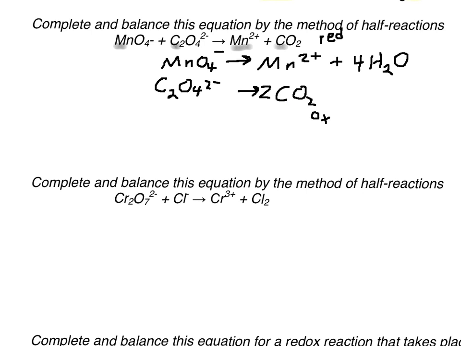Now I'm going to balance my hydrogens by using hydrogen ions. Over here, I've got 8 hydrogens, so I need to add 8 hydrogen ions to this side. And in my oxidation reaction, there are no hydrogens, so I don't have to worry about that.